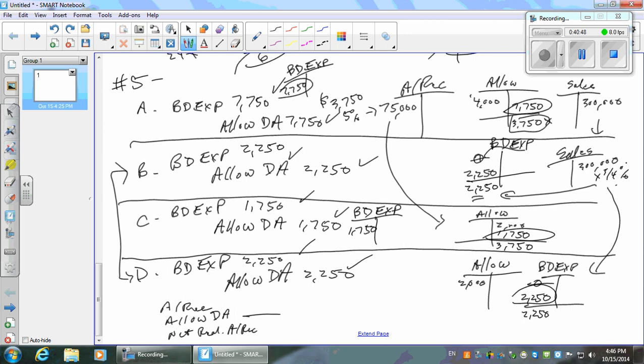Net accounts receivable. Okay? So what do I want to do? On the first one, I'd say I have 75,000 receivables less 3,750 allowance. What's the net realizable receivable? It's the difference between those two. That's it. Got it? So if I ask you something like that, big deal. Okay? How about on the second one?